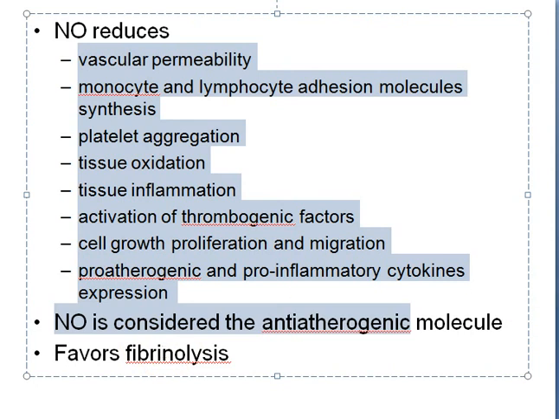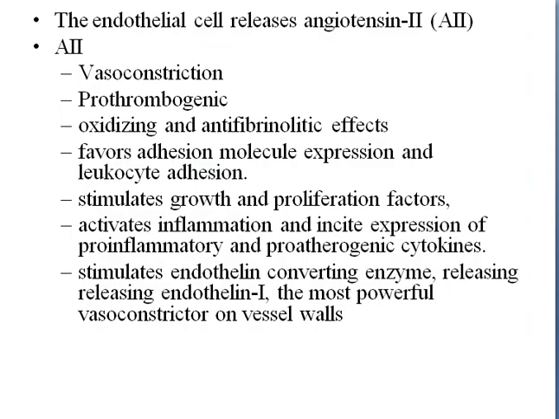And when the endothelium is damaged, it turns off this ability to secrete nitric oxide. You're setting up pro-heart disease and pro-cardiovascular disease issues inside the vascular system. The endothelial cell produces angiotensin II, which does basically all these bad things: vasoconstriction, prothrombogenic, oxidizes and has anti-fibrinolytic effects, favors leukocyte adhesion, and favors stimulating endothelin converting enzyme, which releases endothelin 1, which is a very powerful vasoconstrictor.